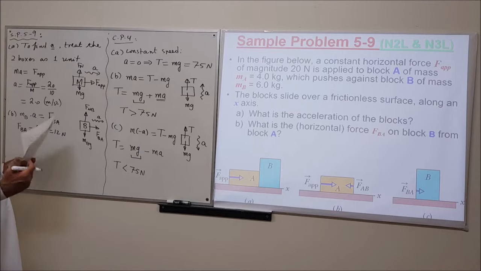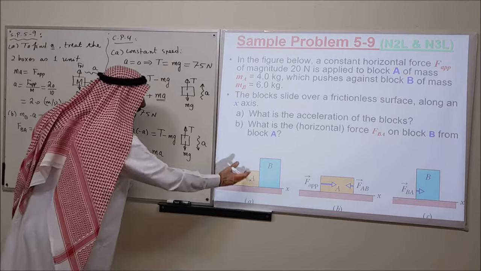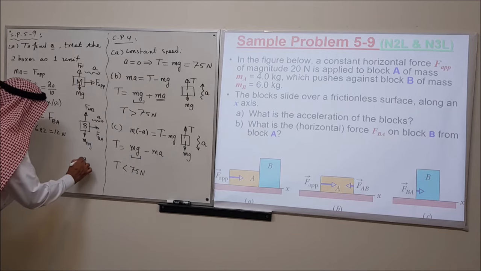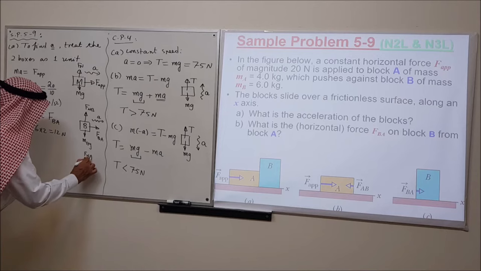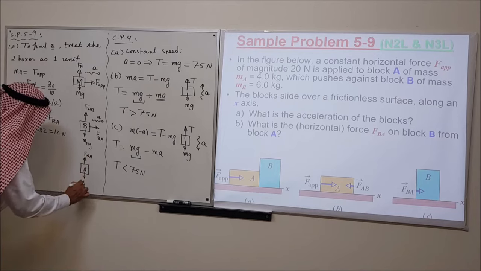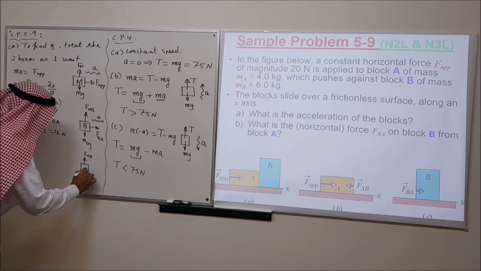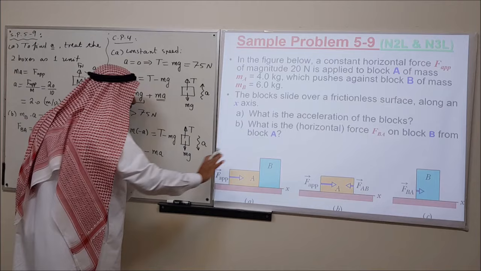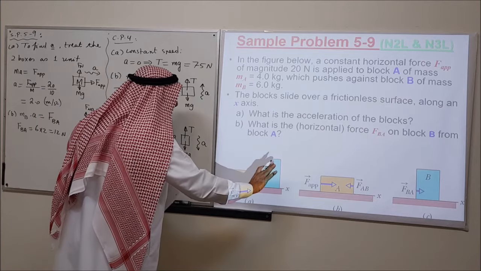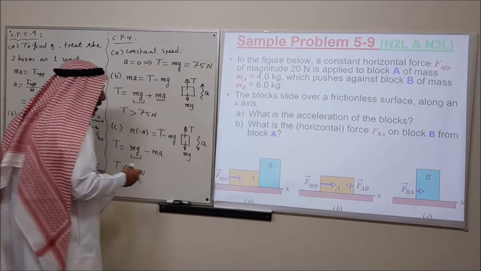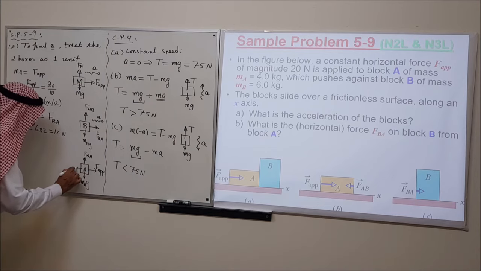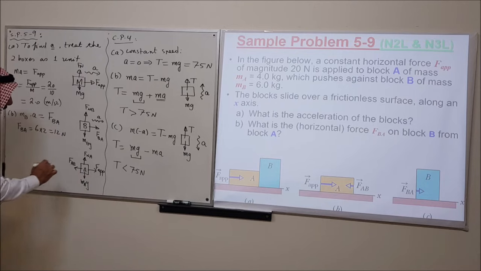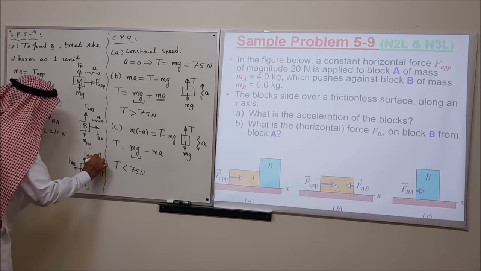Let's now assume that you want to analyze the situation using A. How does it look like? Well, here is block A. The forces on it are the normal force and the gravitational force. Here is the applied force. Okay, it is pushing A to the right. And as A pushes on B, B will react and push it in the opposite direction. So this is the force on A due to B. And the acceleration, of course, is to the right.